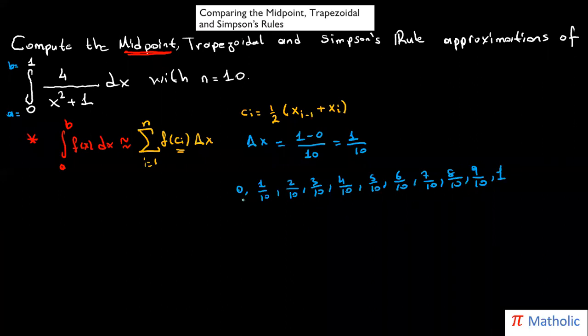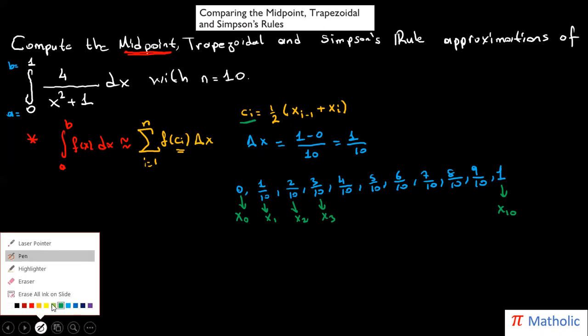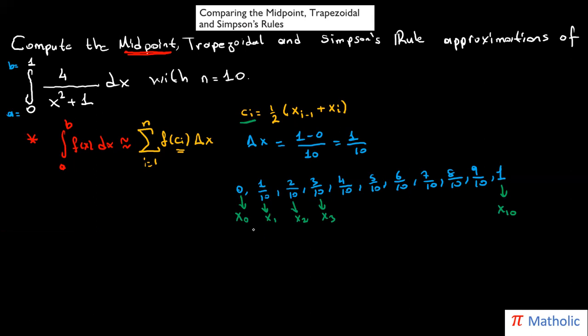Here we consider this point as x0, this is x1, x2, x3, and the last one is going to be x10. So these are the x points, not the ci. For the midpoint rule, we're going to find c1, and c1, as you know, is between x0 and x1, and then between x1 and x2. It is the midpoint of x0, x1, then x1, x2.